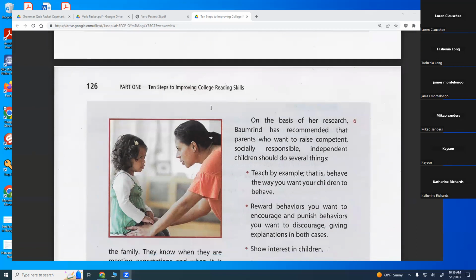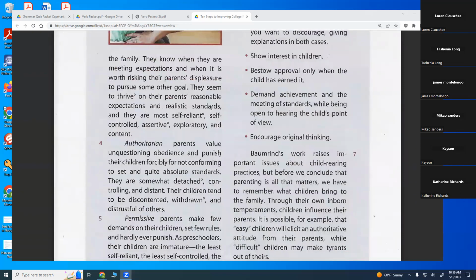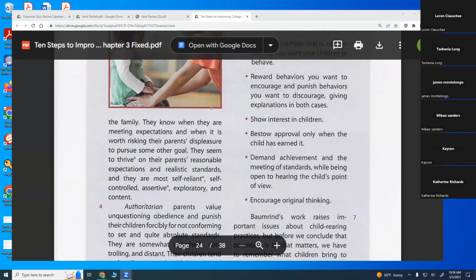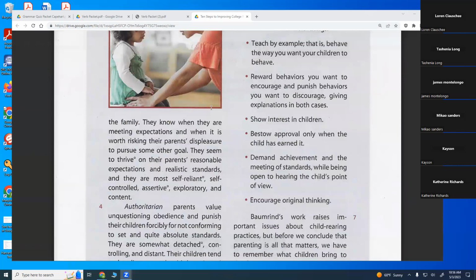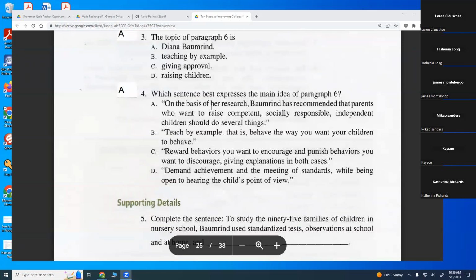On the basis of her research, Baumrind has recommended that parents who want to raise competent, socially responsible, and independent children do several things. That's the first big statement. Then she talks about what they should do. Supporting details, supporting details, supporting details, supporting details, supporting detail. What's the best answer? See? Isn't that just one of the things she recommended? That's our B, it would be a supporting detail.